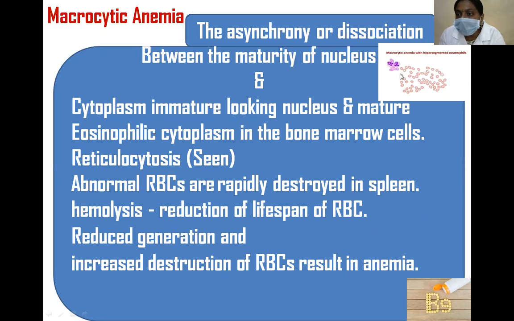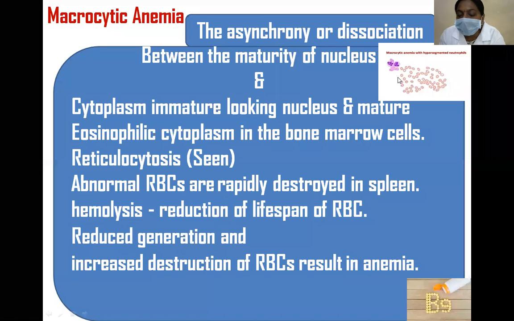Abnormal RBCs are mainly destroyed in the spleen. Hemolysis, reduction of the lifespan of RBCs. And when there is increased destruction of RBCs, it mainly results in anemia.